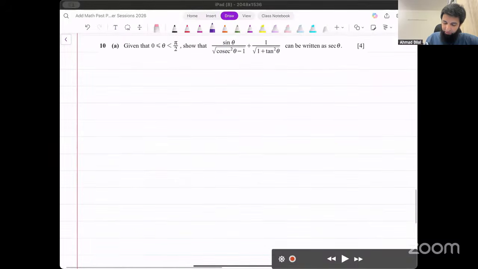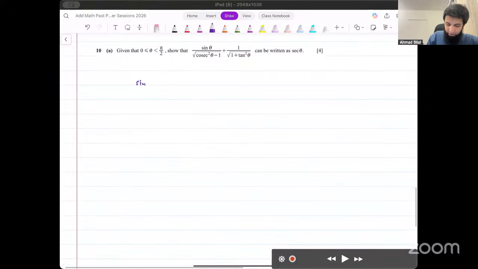We have square roots, with cosecant square theta minus 1 and 1 plus tan square theta inside them. Now to simplify the square roots, since we don't have a square root in the final result, let's see if we can use any identities. Let's think about it. We have sine theta divided by square root of cosecant square theta minus 1, plus 1 over square root of 1 plus tan square theta.